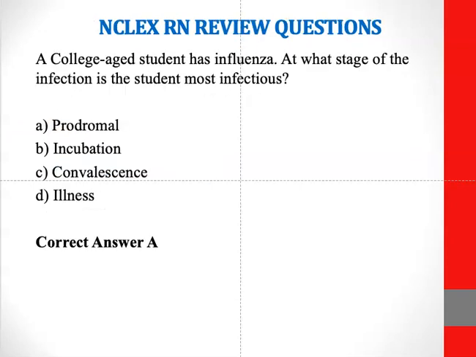The second question I have: a college-age student has influenza. At what stage of the infection is the student most infectious? A. Prodromal. B. Incubation. C. Convalescent. D. Illness. The correct answer for this question is A, as in alpha.